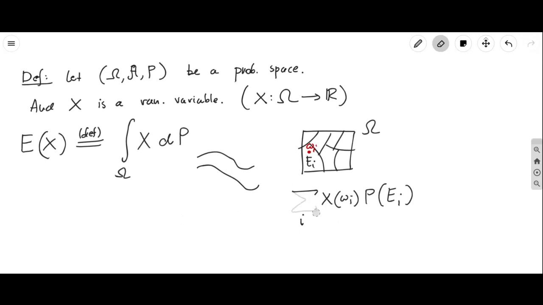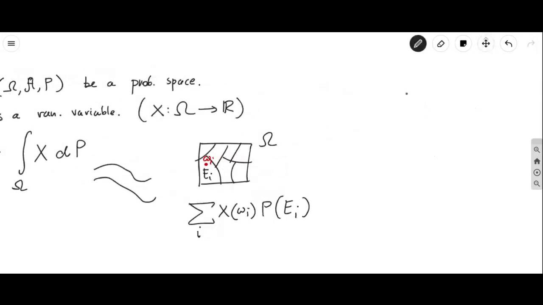Now, why is this the correct way to define expectation? Well, if you go back to the example that we just did with the two coins, the sample space was finite. It had a finite number of outcomes: 0,0, 0,1, 1,0, 1,1. So then you can partition it into four events. You would have one event that would just consist of the single point 0,0.